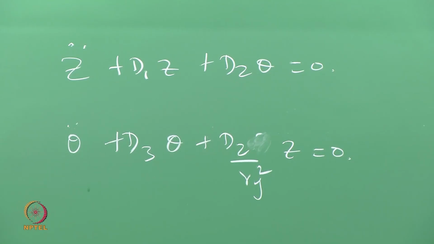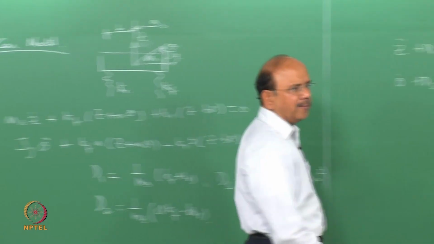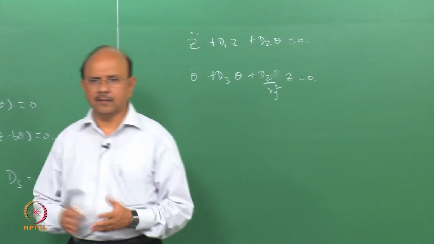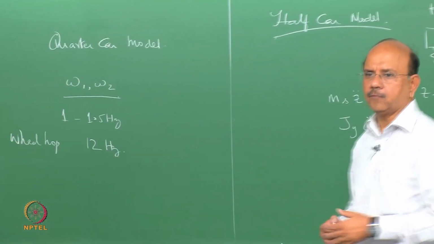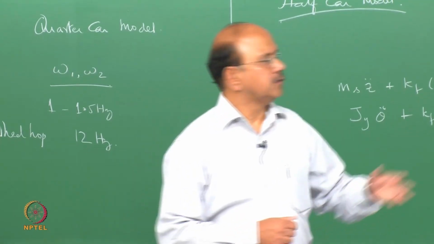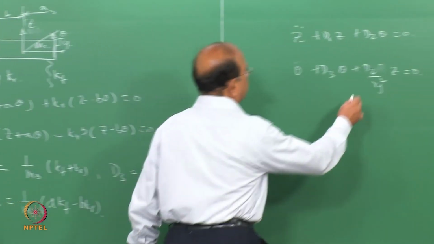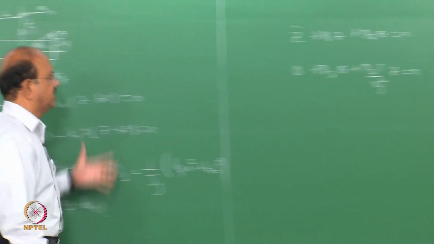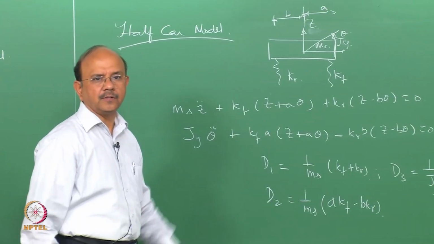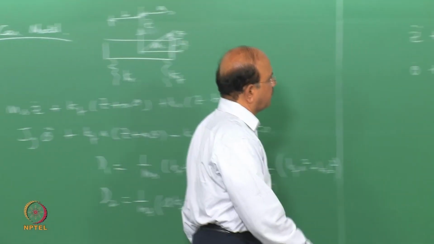What I've essentially done is to replace Jy by means of m into Ry squared. m Ry squared is the moment of inertia term, where Ry is the radius of gyration. So I've written this in this fashion. Till now it's straightforward. There is nothing, I'm just going to substitute it. Look at these two equations.